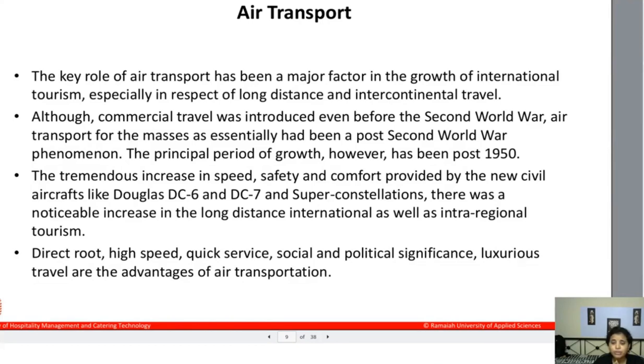And when we talk about aircraft manufacturers, Douglas aircraft gave a major push for short haul journeys. Short haul journeys means from region to region within the country. So Douglas DC-6 and Douglas DC-7 have contributed a lot towards the long haul journeys. And in history, after the Second World War, air transport increased exponentially. That was the period of growth.